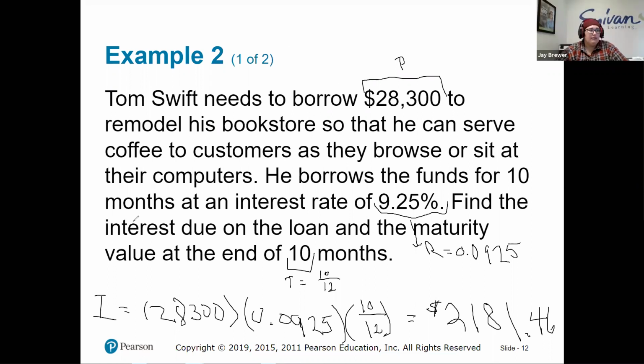So it did ask us to find the interest due. So we definitely did that. What was the other thing they asked us to do? Find the maturity value. Very good. And we already know from Tim telling us last time that we want to take the principal plus the interest. So for this case, we're going to take the 28,300 plus the interest down at the bottom, which was the 2181.46.